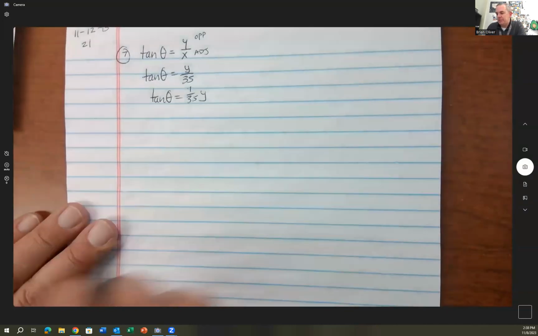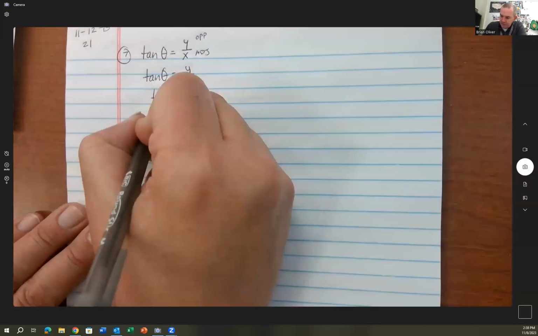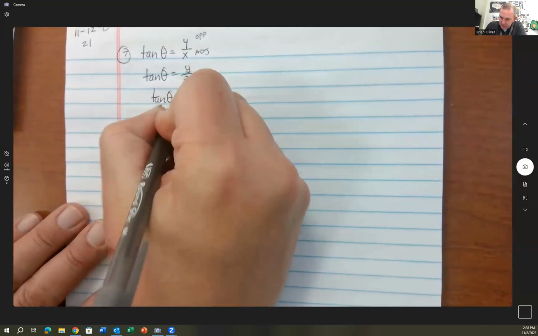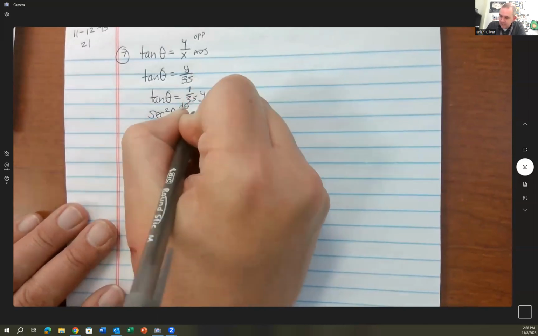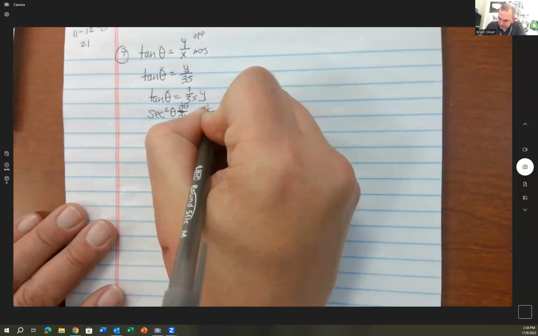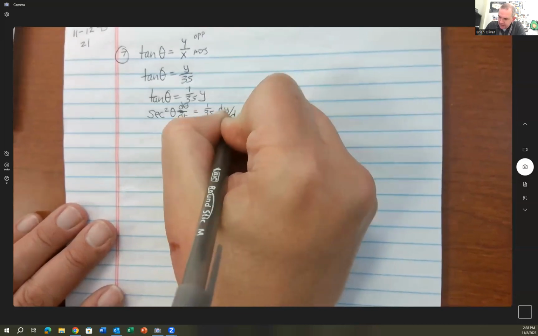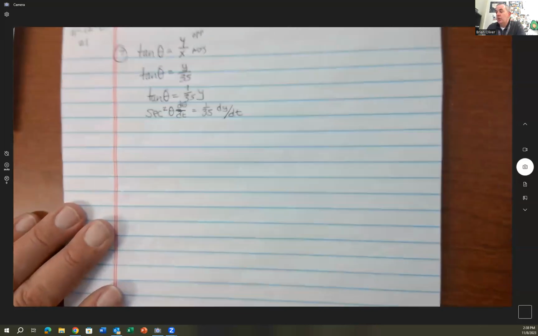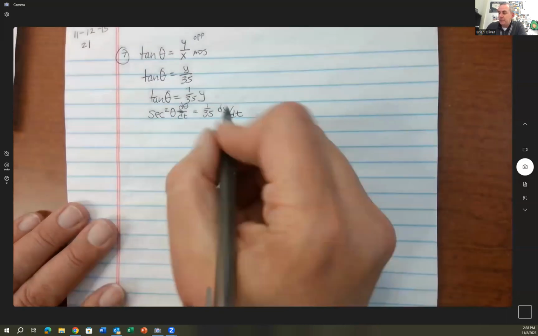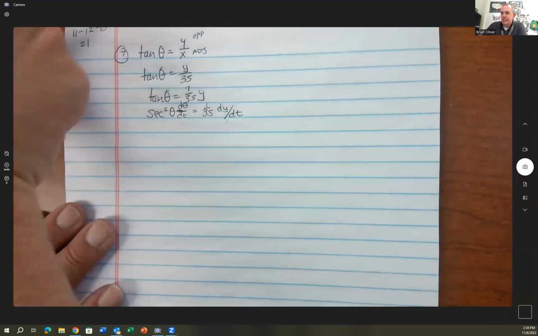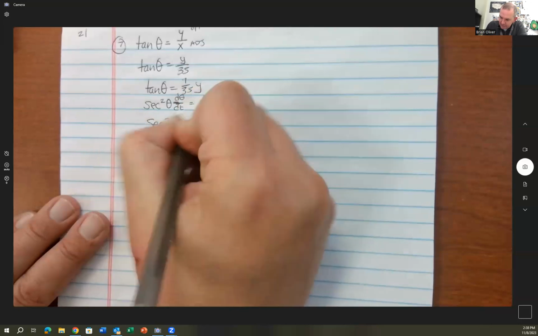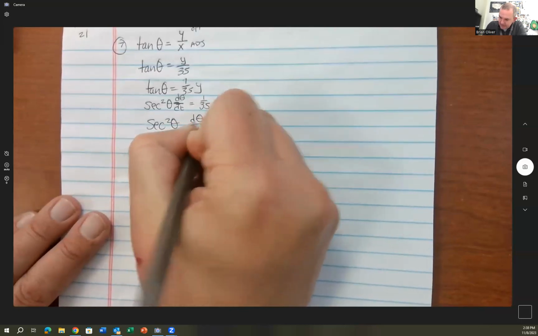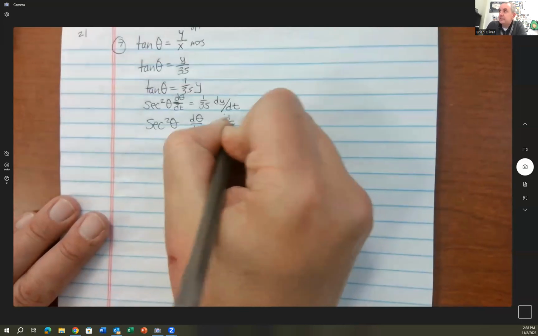Okay, so now I can do my implicit differentiation. I'm going to take the derivative. The derivative of tangent of theta is secant squared of theta times d theta dt, and that equals 1/35 dy dt. I know from my problem that dy dt is 1. So I know that secant squared theta times d theta dt is going to equal 1/35.